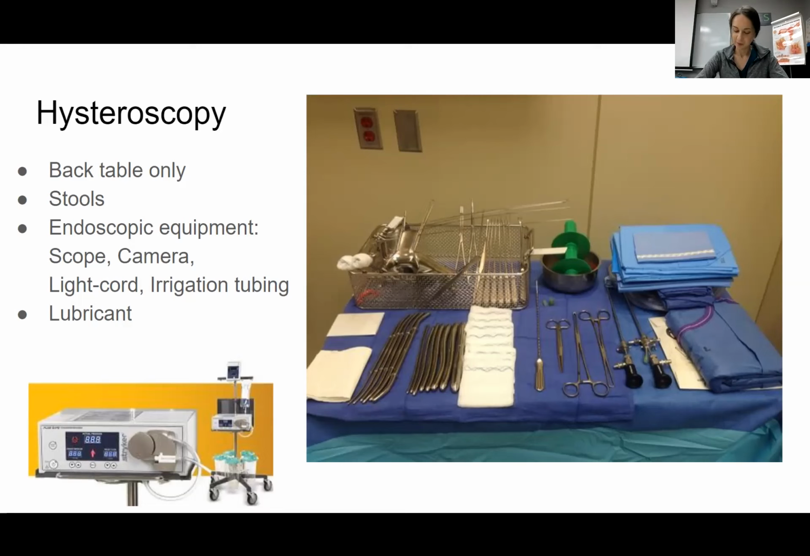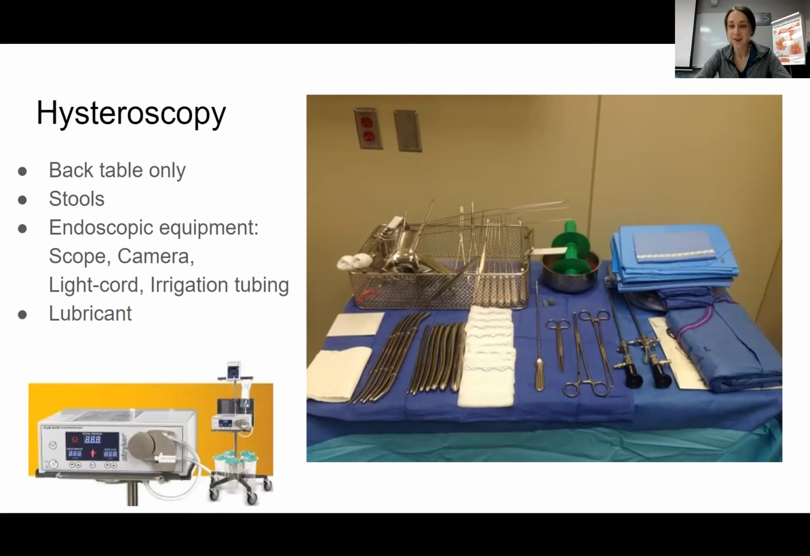Okay. So on hysteroscopy, let me go through what all you will need. Very similar to laparoscopy, but we're using it on the other end here to look inside the uterus. So you still need a scope. You still need a camera, you still need a light cord. What is being traded out is irrigation tubing instead of insufflation tubing.